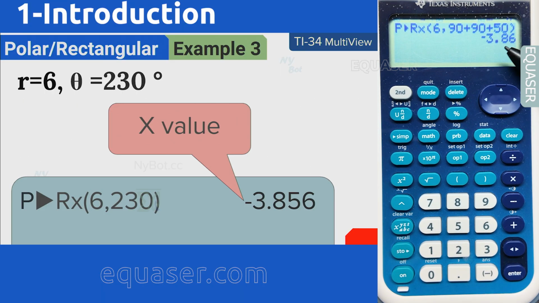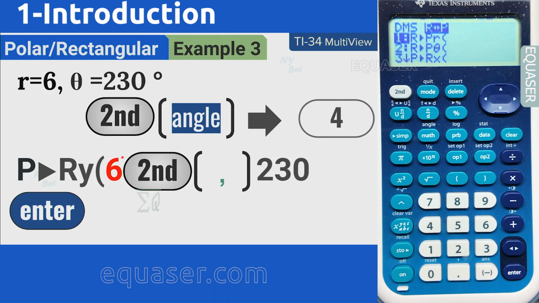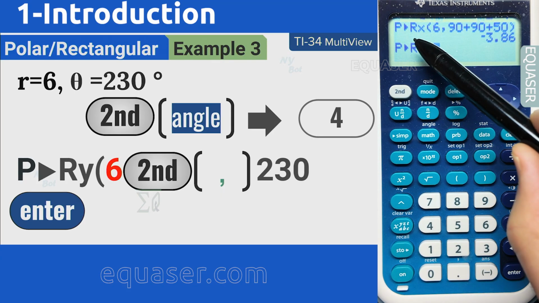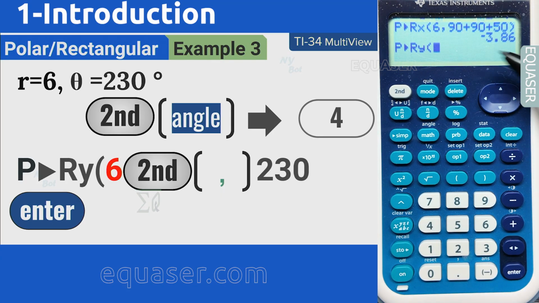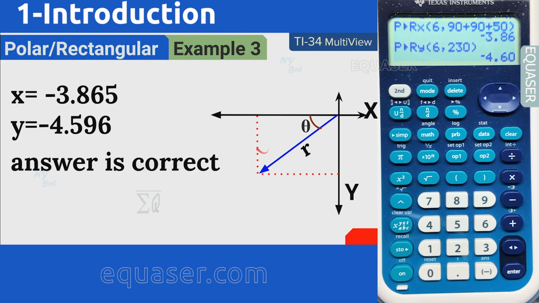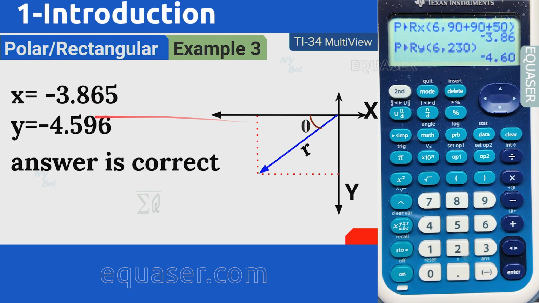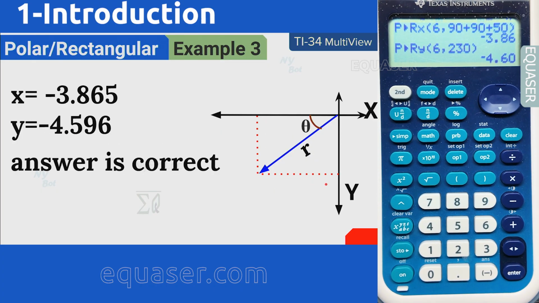6 shift comma, and I'm going to enter 230 as a mathematical expression, 90 plus 50, close, and we got -3.86. This is the answer. And to get y, second function math, to the right, now 4, now it says from polar to rectangular, give me y. We can enter the same value, 6 shift comma, this time I'm going to enter 230 and we get 4.6 as the answer. We got y and then we got x. Now for the values, because x is negative, which is correct, and y is also positive 4.6, our answer is correct.